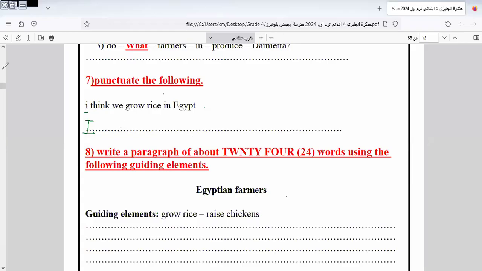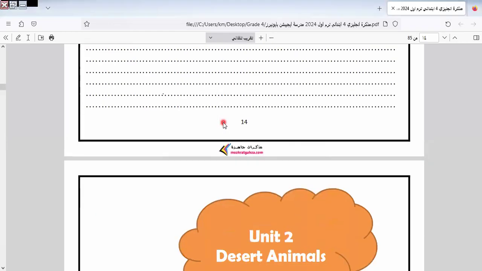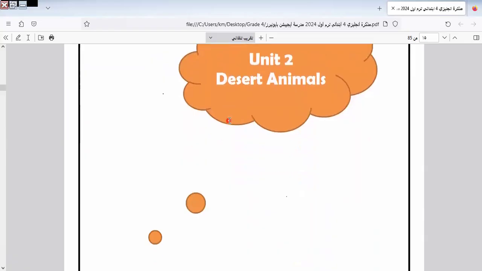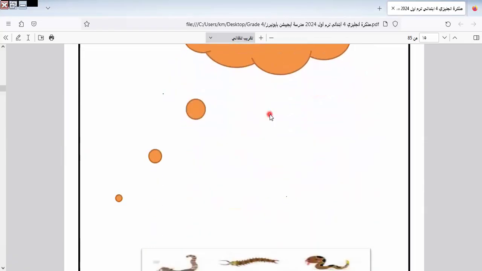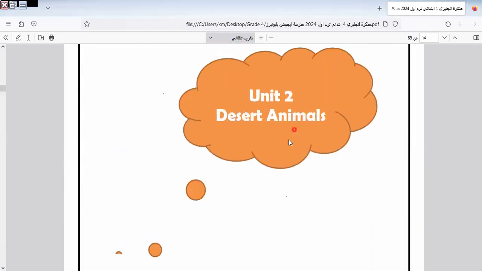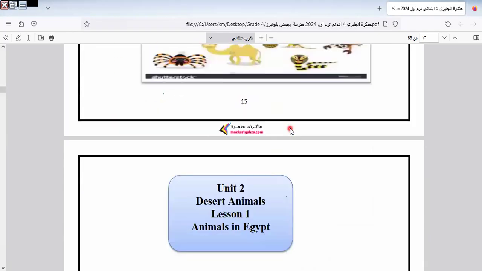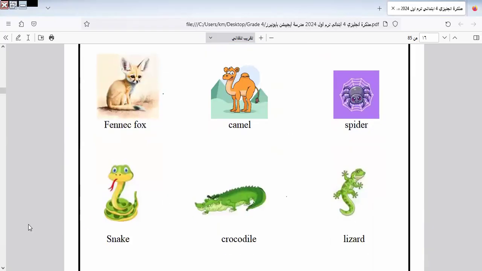Let's continue the rest of the exercise, the rest of the units. I will leave this paragraph to explain during the video of paragraphs. Okay, here we have unit 2. In this unit we talk about what? About desert animals. Let's get to know more about this unit.